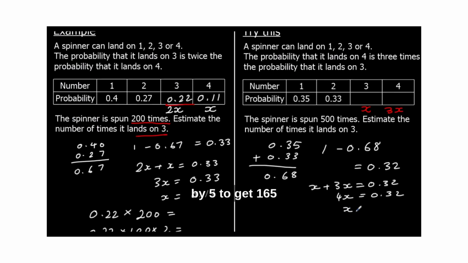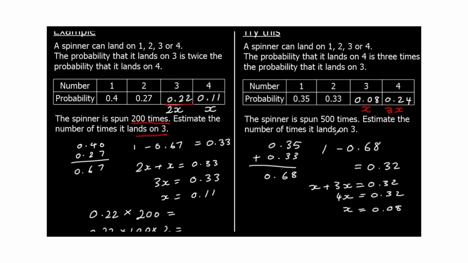Divide both sides by 4. So 32 divided by 4 is 8. That's 0.08. So x is 0.08. 3x's, 3 0.08s, 3 times 8% is 24%. So 0.24. We're told the spinner is spun 500 times.